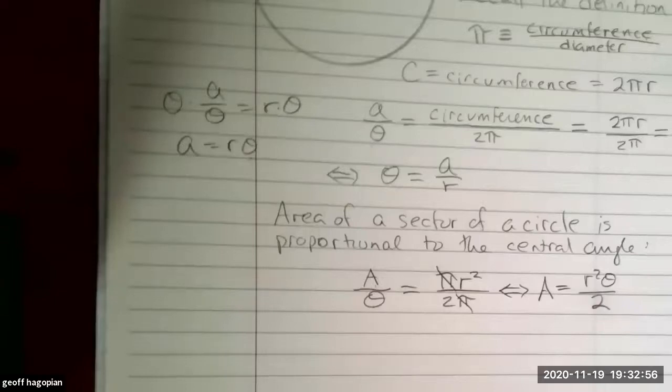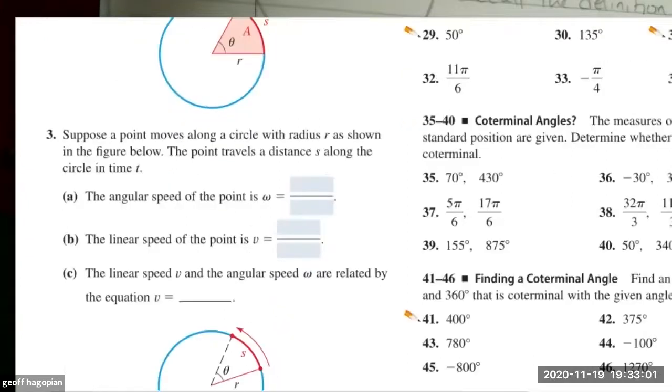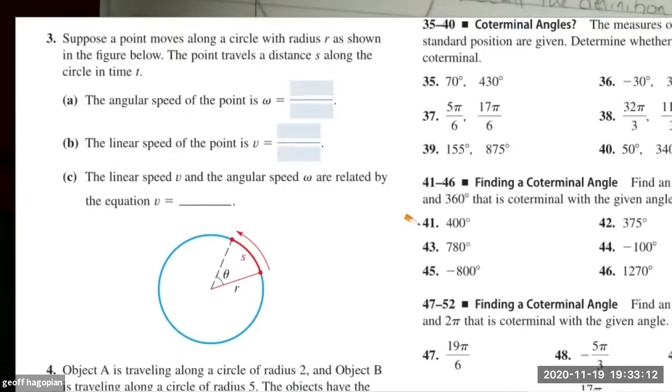But yeah, except in as much as they skip over this first problem here, because they're just giving you the wrong idea. Okay, so suppose that a point moves along a circle with radius r as shown in the figure below. The point travels a distance s along the circle in time t, then the angular speed is omega equals theta per t. The linear speed is r theta per t, right? So that's s per t, and s is r times theta.